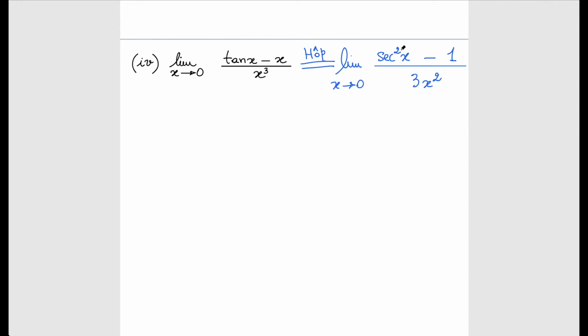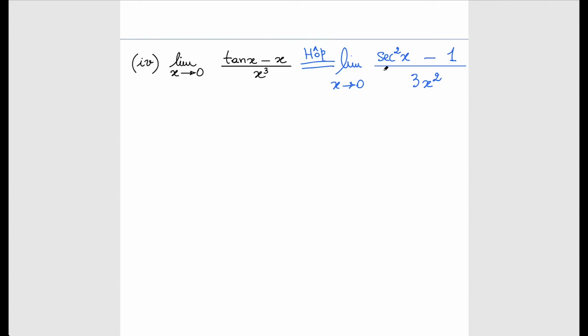Well, as x goes to 0, secant of x, remember, secant of x means 1 over cosine of x. And as x goes to 0, cosine goes to 1. Cosine goes to 1. So 1 over 1, that's 1 then. So as x goes to 0, this goes to 1. And 1 minus 1, that's 0 upstairs. And as x goes to 0, the guy downstairs also goes to 0. So I still have an indeterminate form of the type 0 over 0.